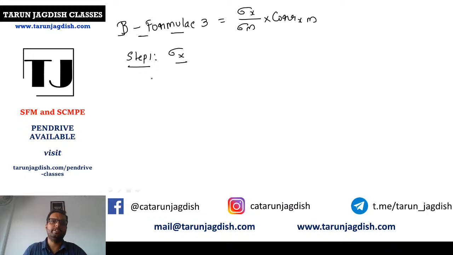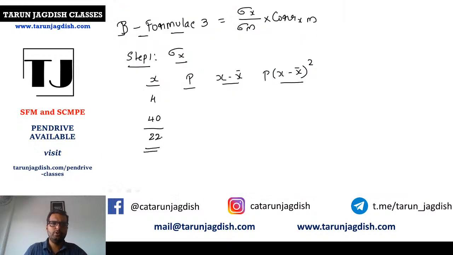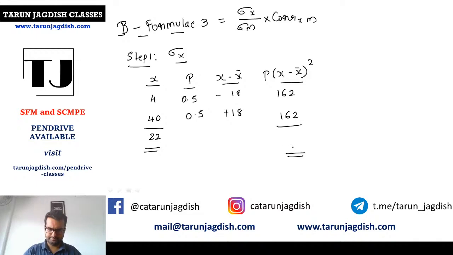Step number 1 will be standard deviation x. X, p, x minus x bar, p into x minus x bar the whole square. Alright. 440, 22, 0.5, 0.5, minus 18, plus 18, 162, 162, 324 is p into x minus x bar the whole square. Square root, that will give you the answer as 18.